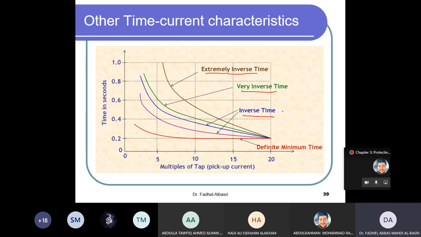I will stop today at this slide, okay, and inshallah next class I will cover the static relays. Okay. Let's stop recording.